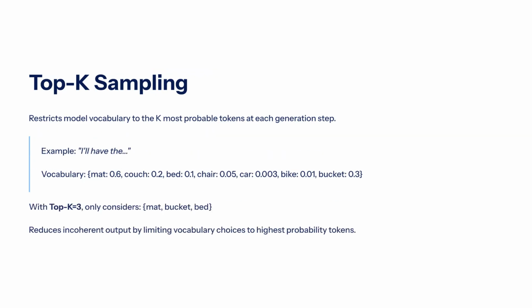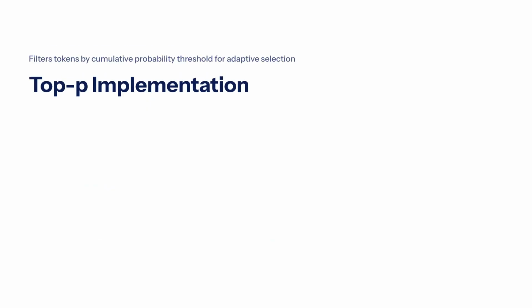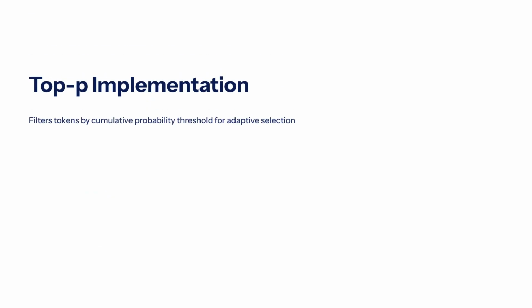With top K sampling, let's say K equals 3, it does the following. It considers only the top 3 highest probability words in the distribution after sorting them. So if K equals 3, it only considers the words mat, couch, and bed, since they have the highest probability. Top P parameter. Top P filters out tokens whose cumulative probability is less than a specified threshold, that is P. It allows for more diversity in the output, but still avoids low probability tokens.